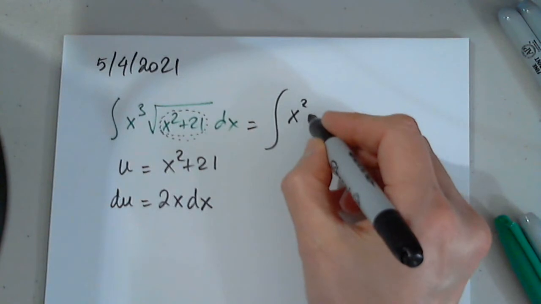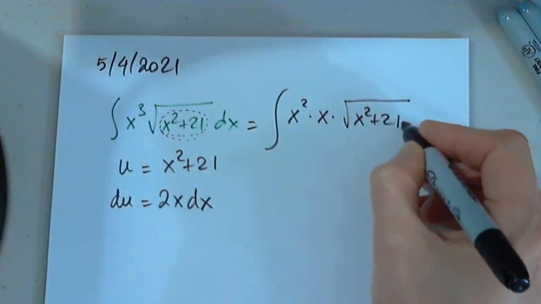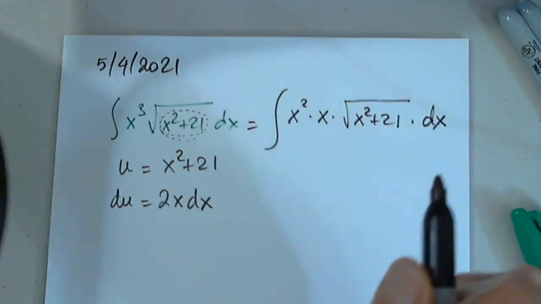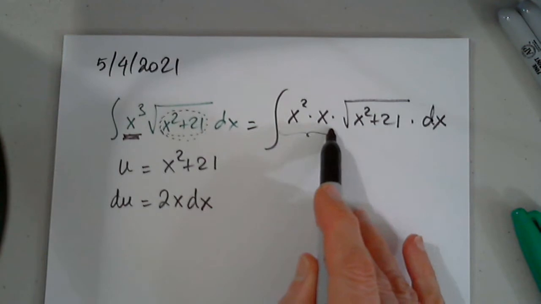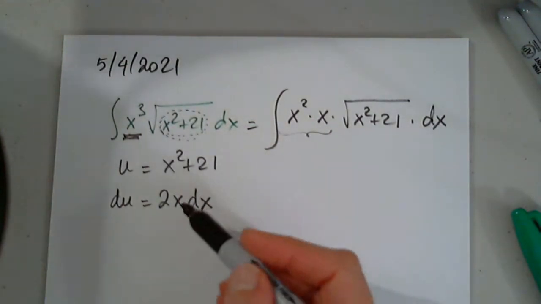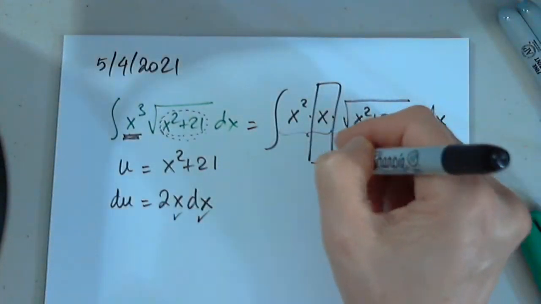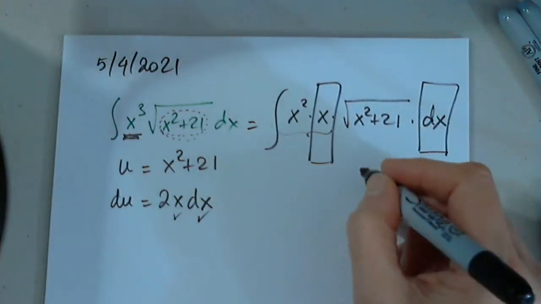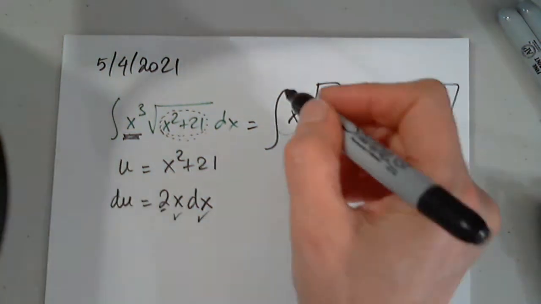So I have an x squared, I have an x, I have the square root of x squared plus 21, and I have the x. I broke x cubed into this product. Why? Because I see an x and a dx. So this piece with this piece will make the du, but there is one little thing that I have to take care of. That's not a big deal.